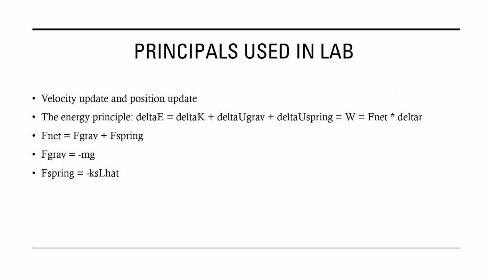Principles used in lab. This lab uses the principles of the velocity update and position update formulas, the energy principle, F net is equal to F grav plus F spring, and F grav and F spring.